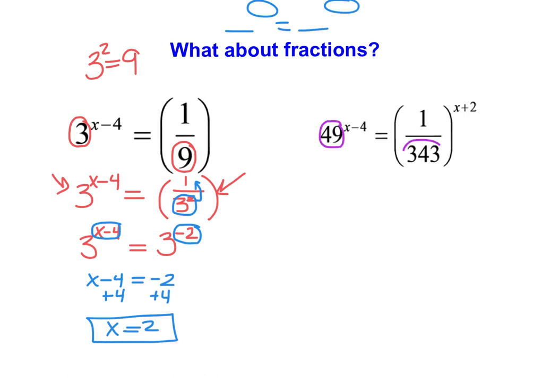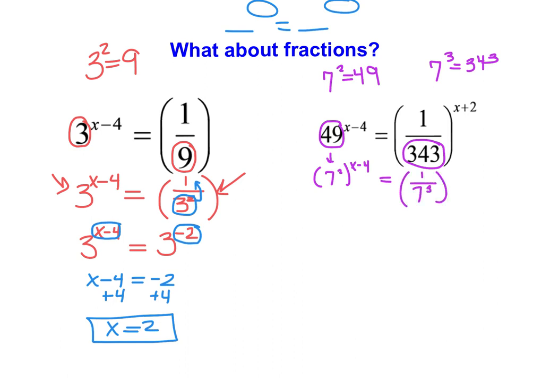Now if I look at the next example over here, I notice that I have a base of 49 and a base of 343. And while I can't write them both in terms of 49, I can write them both in terms of 7, because 7 squared is 49, and 7 to the third power is 343. So here I write the 49 as 7 squared, then to the power of x minus 4. And this one becomes 1 over 7 cubed to the power of x plus 2. So I now have a common base, but one of them is in the numerator of a fraction and one of them is in the denominator.